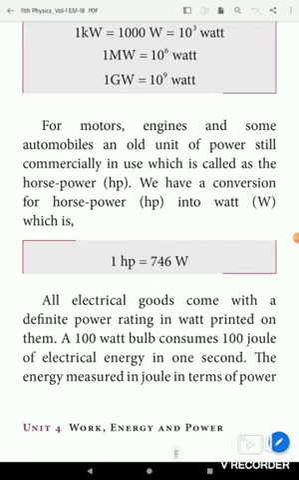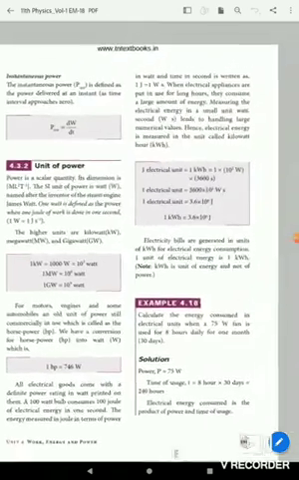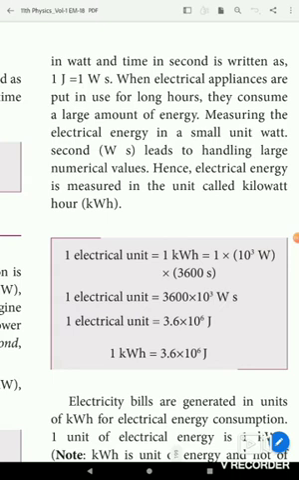A 100 watt bulb consumes 100 joule of electrical energy in 1 second. The energy consumed in joule, in terms of power in watt and time in second, is written as 1 joule equal to 1 watt second. When electrical appliances are used for long hours, they consume a large amount of energy. Okay, so the small unit is a watt second.